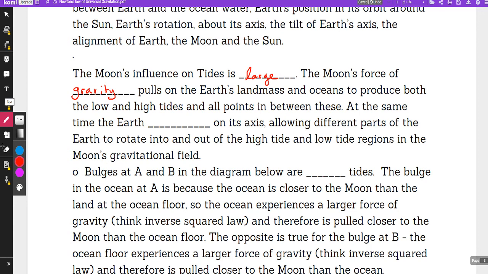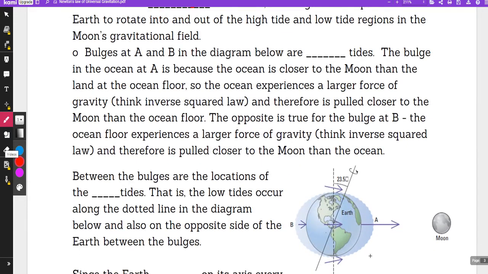At the same time, the Earth rotates on its axis. It allows different parts of the Earth to rotate in and out of the high tide and low tide. And you'll see that in the next one here. But it's like, because of the rotation and how the gravity force of the moon pulls on the Earth, it influences the high tide and the low tide. So when we look at this diagram below here, these are the high tides that are happening, the A and B. And that makes sense just looking at the diagram, because it is pulling towards the moon. These guys are going to be a little bit less because they're not directly there.